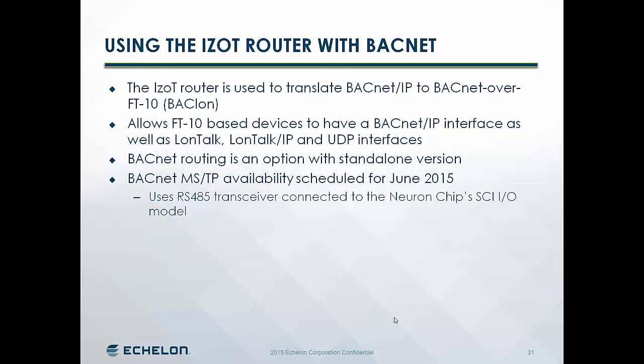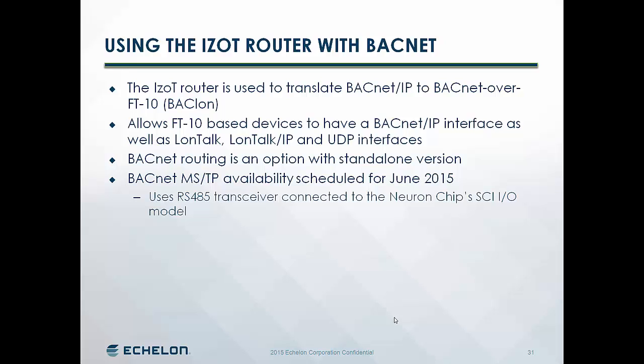Using the IzoT router with BACnet. So an IzoT router can be used to translate BACnet IP to BACnet over FT, otherwise called BACLON, and it allows FT10 based devices to have a BACnet IP interface in addition to their LonTalk IP and UDP interfaces. And BACnet routing is an option with the standalone version of the IzoT router.